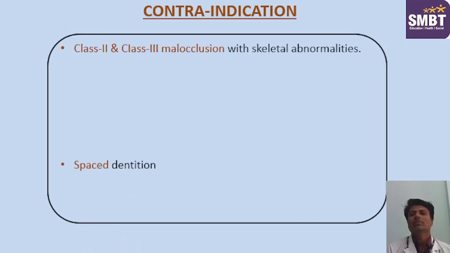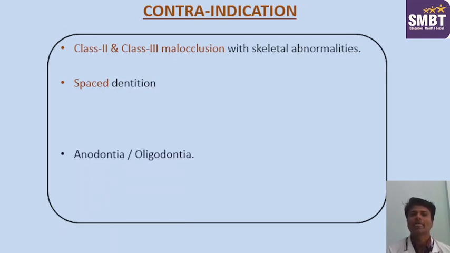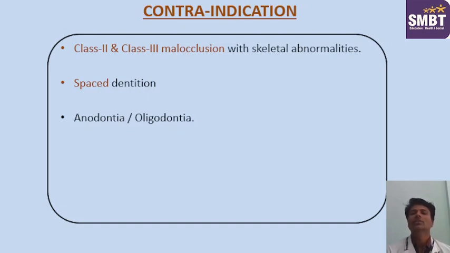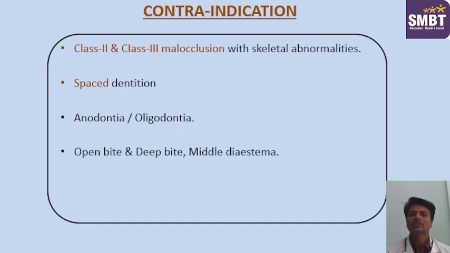So the serial extraction procedure cannot be carried out, or it is contraindicated, in patients with class 2 and class 3 malocclusion with skeletal abnormality. Also, it is not carried out in spacing dentition. It is also contraindicated in anodontia or oligodontia where the tooth number is less. Also in patients with open bite and deep bite cases, and also in midline diastema cases, it is contraindicated.